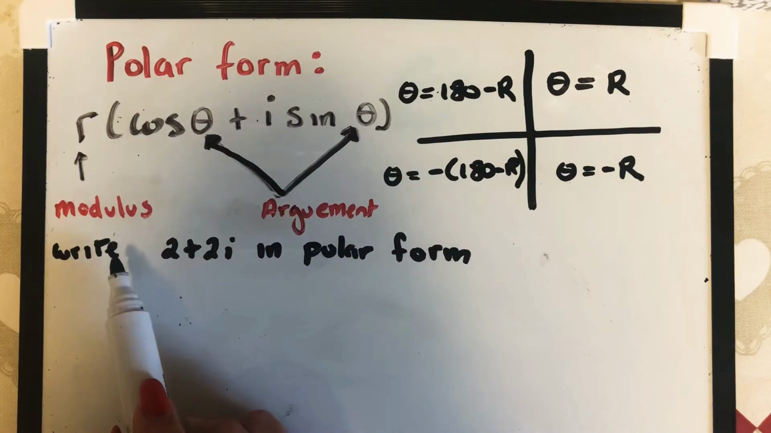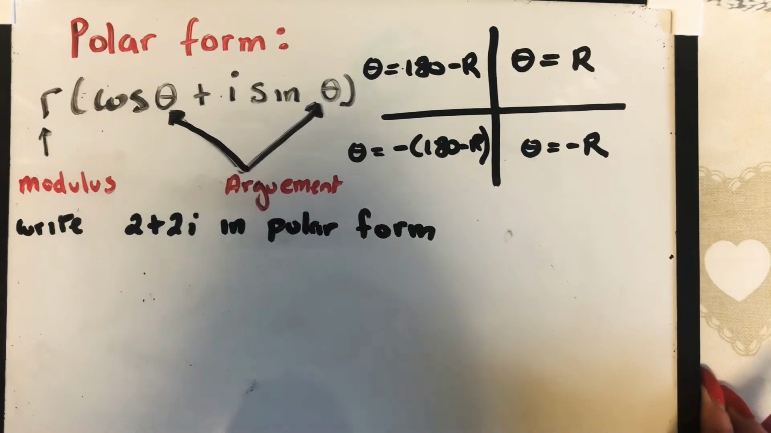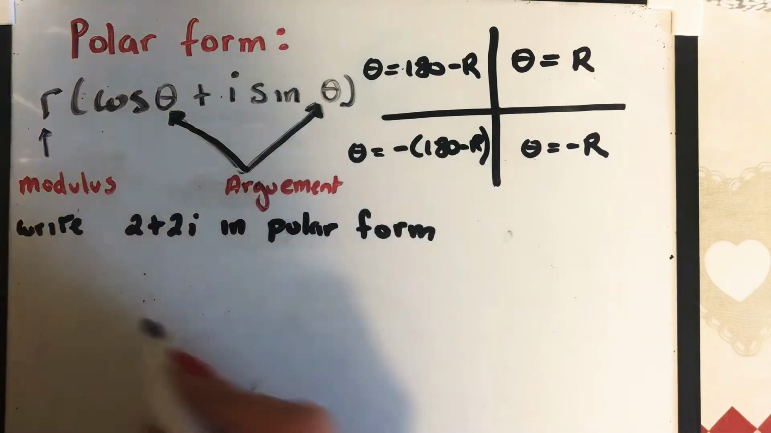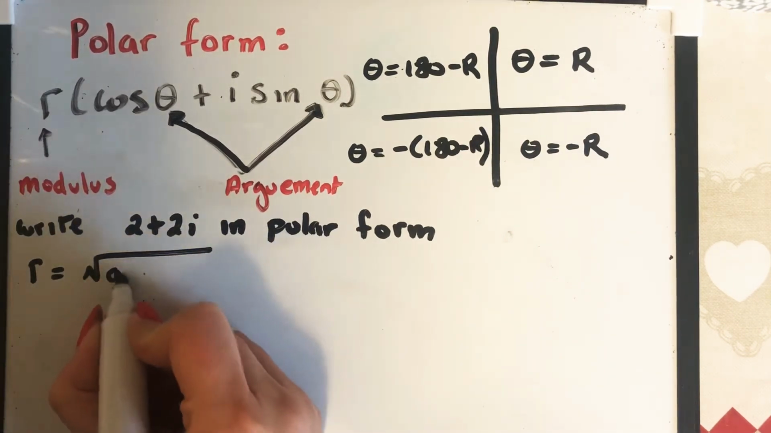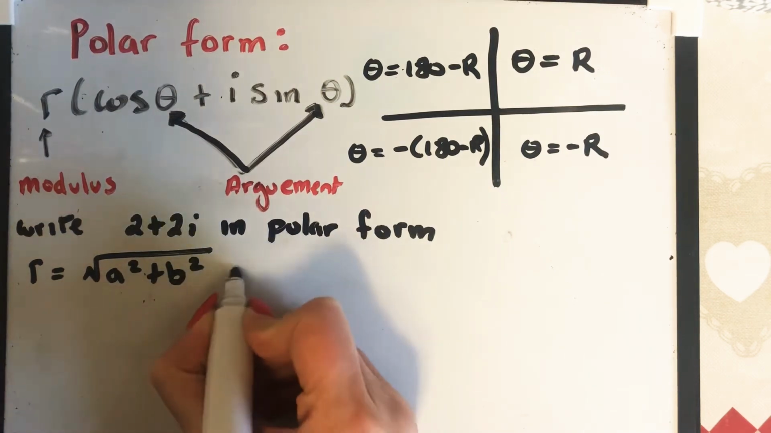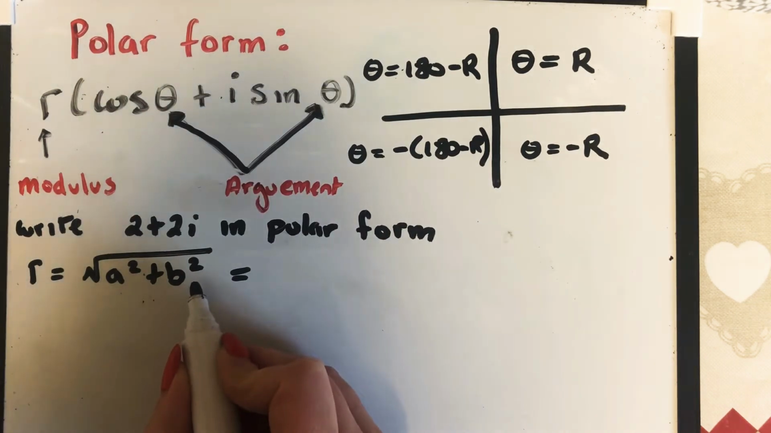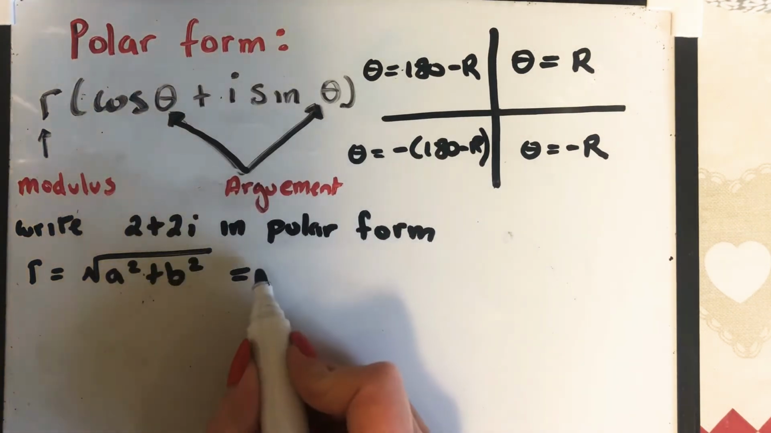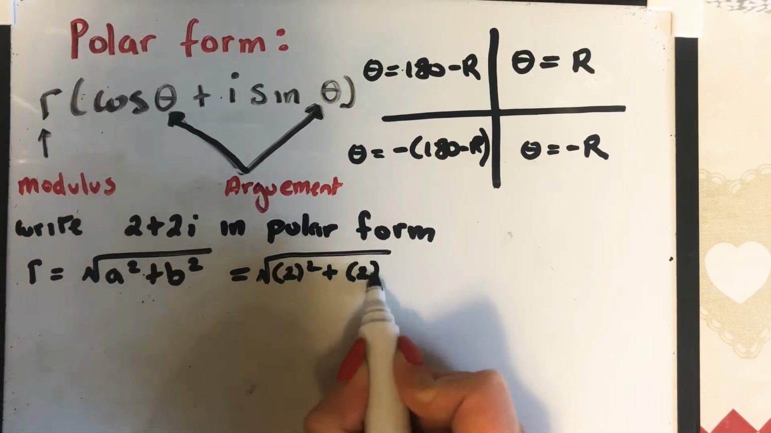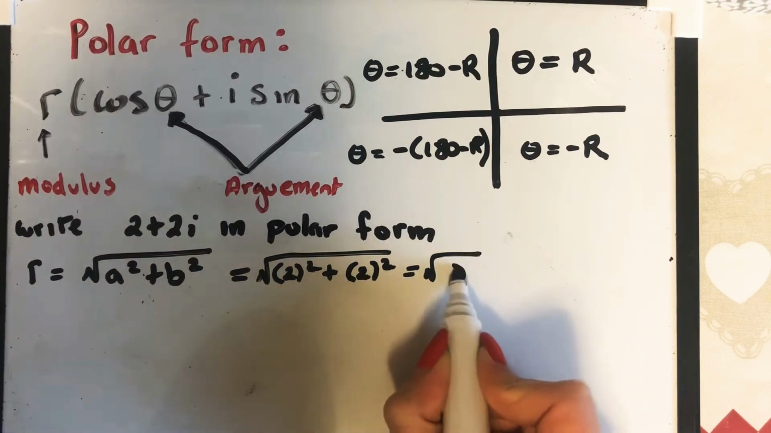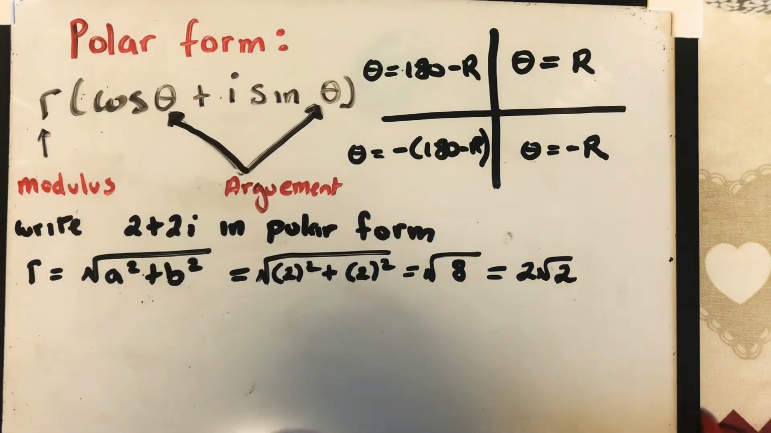So we're going to begin by looking at this question. Write 2 plus 2i in polar form. So the first thing we're going to do is start off by finding out what is r. The formula for r, the modulus, is equal to the square root of a squared plus b squared, where a is the real part of your complex number and b is the imaginary part of our complex number. So in our question here, both a and b are 2. So we have 2 squared plus another 2 squared, square root of 8, which is 2 root 2. That's our r done.